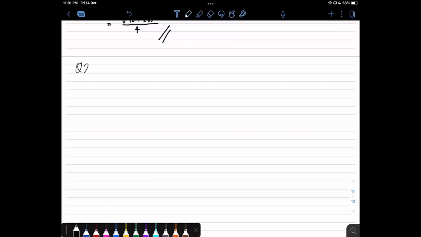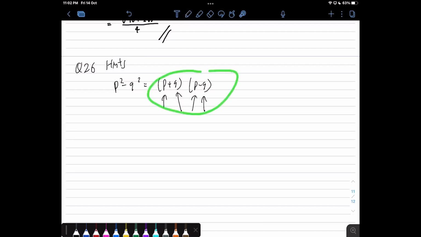Okay. Hints. Let me list down some hints. So question 26. You got 10a plus sine a equal to p, 10a minus sine a equal to q. Prove that p squared minus q squared equal to 4 times square root pq. So you just need to know that p squared minus q squared is nothing but p plus q, p minus q. Then when you try to sub in the p with whatever they gave you, 10a plus sine a, you'll simplify a lot by using this identity.